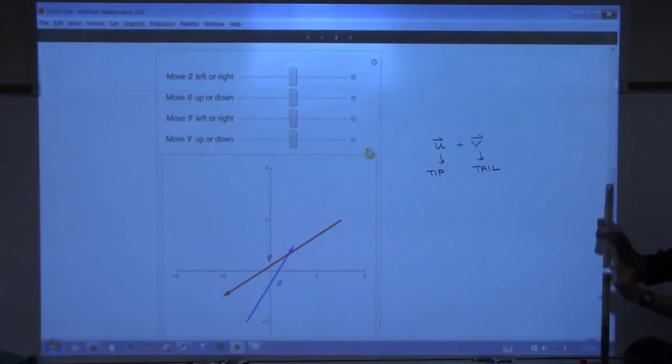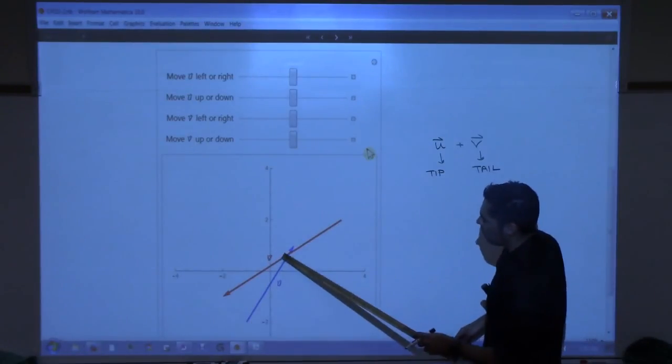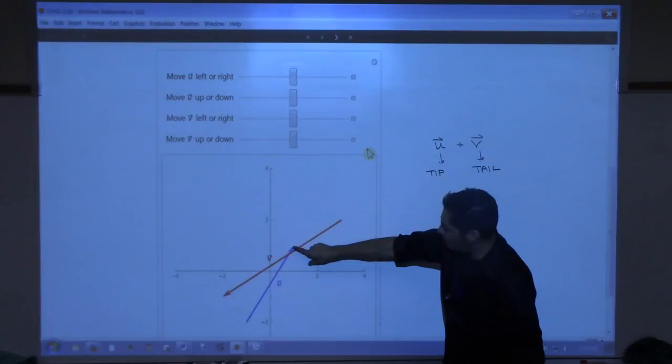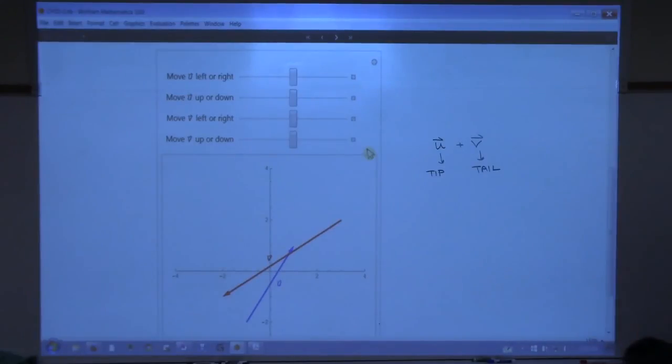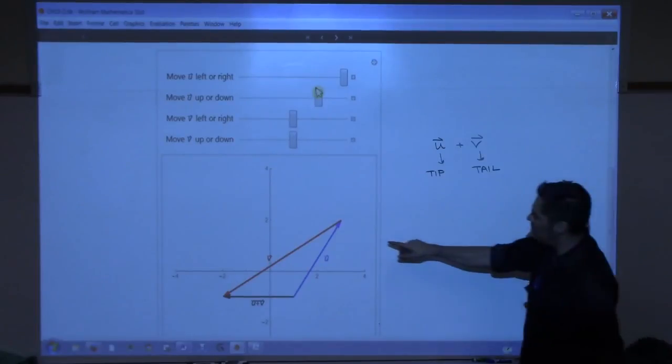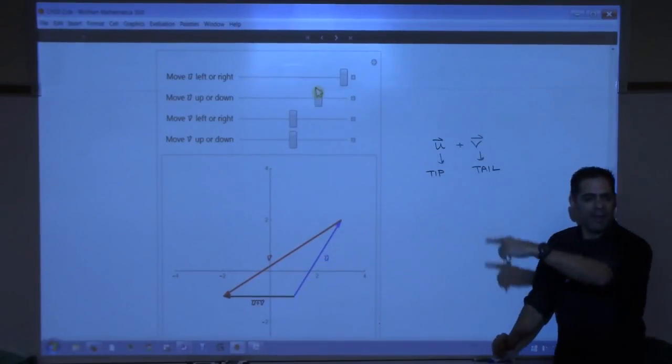So remember, you can slide the vectors around, right? So I'm going to take the vector u, which is the blue one, and I'm going to take its tip and attach it to this tail. Whatever happens when I do that is what we call the resultant vector. So I will do that. Let me see which way I want to do it. Boom. And as soon as I attach the tip of this one to the tail of that one, then I've created this path.